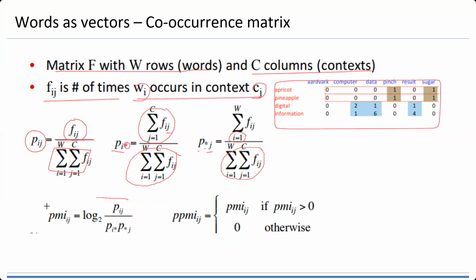So we have the PMI like this one, the same formula like the previous one. If it is positive, if it is higher than 0, then we select the PMI. If it is not, then we select 0. So that's the meaning by the previous example, the previous formula.